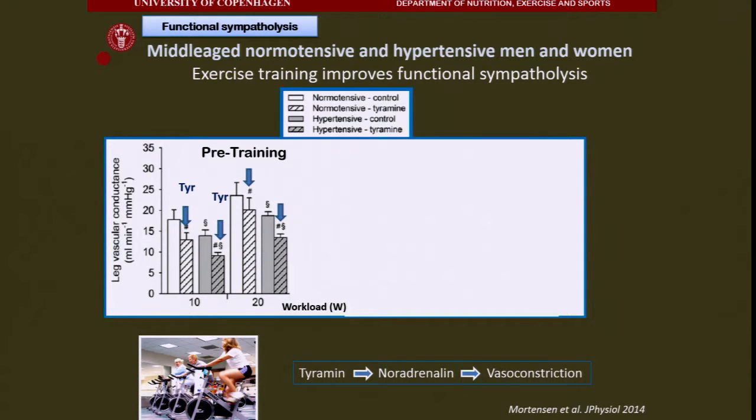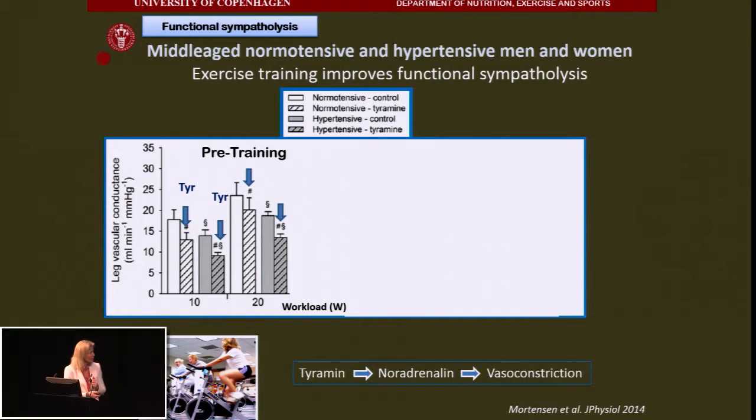Finally here, sympatholysis. So sympatholysis, as I said, is the metabolic modulation of sympathetic activity. So you're reducing the effect of sympathetic activity. We examined this by infusing a compound called tyramine, which induces a release of noradrenaline and leading to vasoconstriction. Now, if you have a good ability for functional sympatholysis, you are able to oppose this constriction during exercise. So you will actually not lower flow or lower vasodilation when you give tyramine.